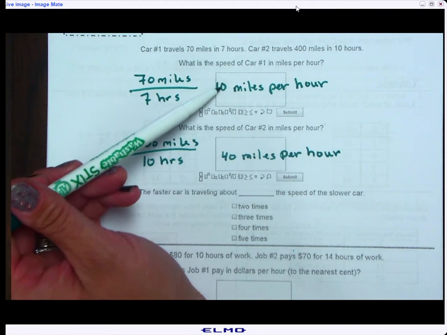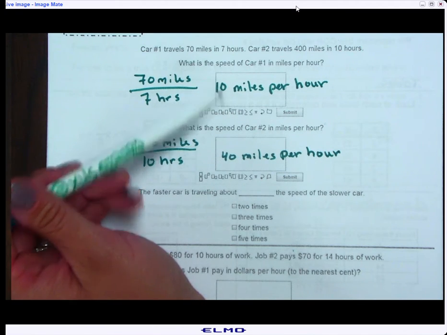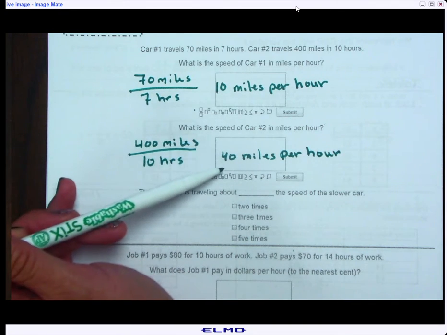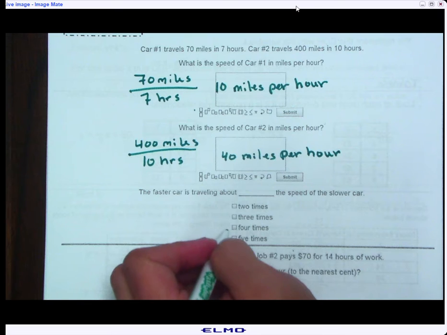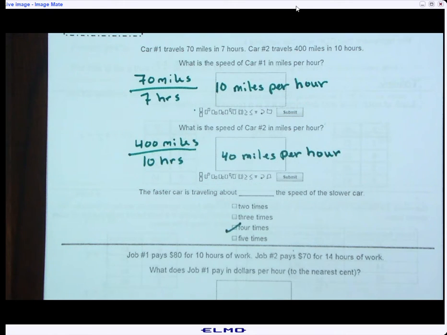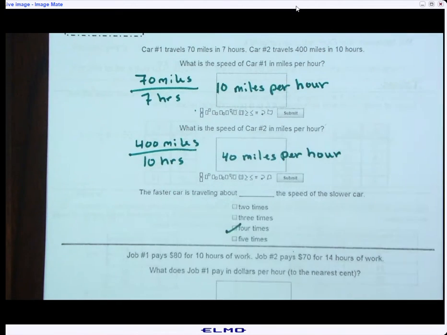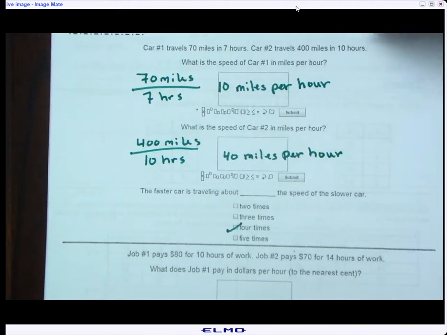Two times? Well, 10 times 2, that's 20. So no, 4 times. 10 times 4 is 40. It's traveling 4 times as fast. So that's the kind of comparison we're talking about. We've got two rates. We're going to look at them and then make some kind of judgment about them. So let's look at another example of this.